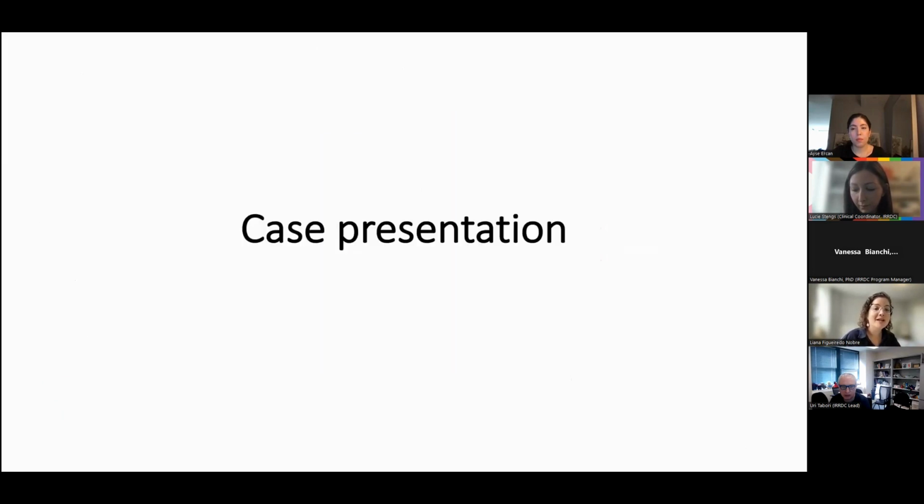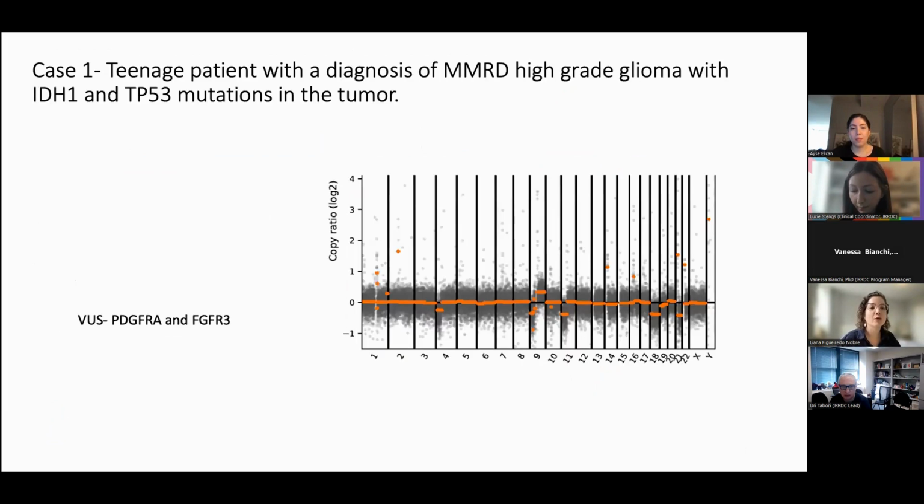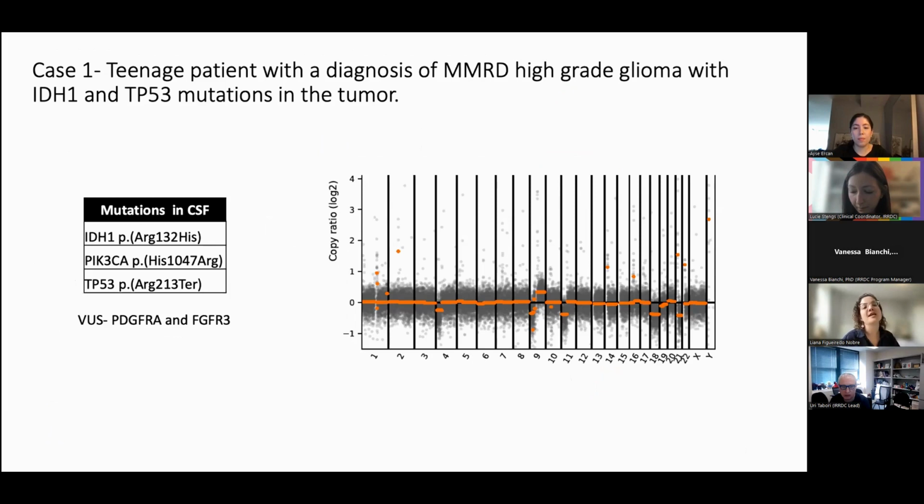And I want to finalize by presenting a few current cases where we think this strategy was useful and how we envision using this moving forward. So on a first case, this is a teenage patient that had a diagnosis of high-grade glioma with an IDH1 and P53 mutation in the tumor.